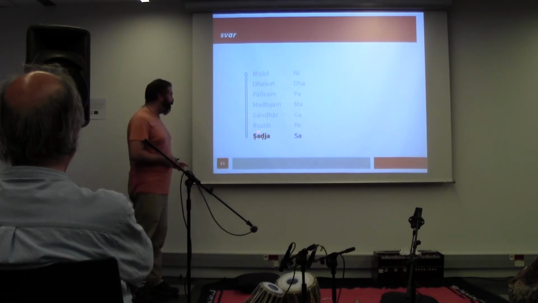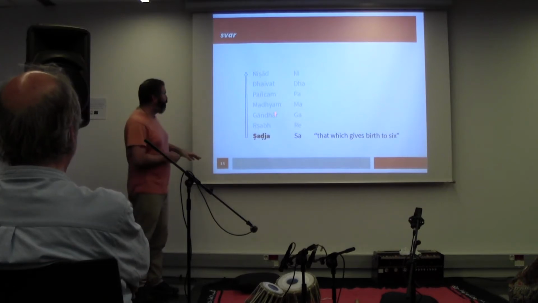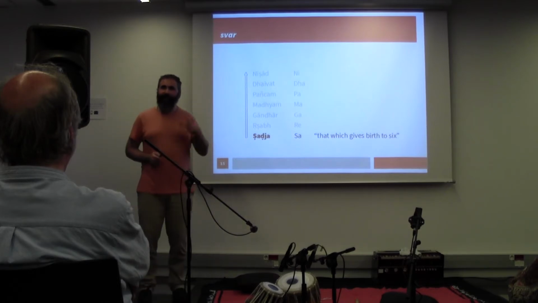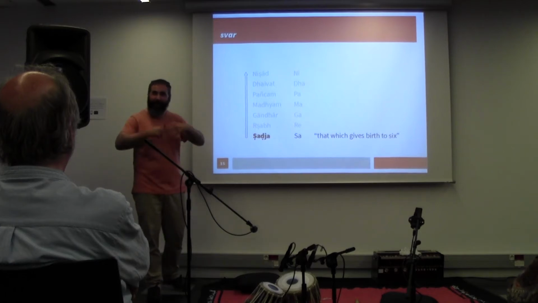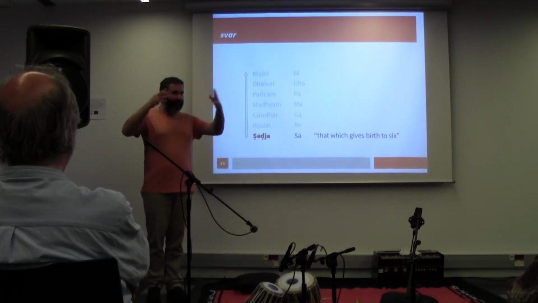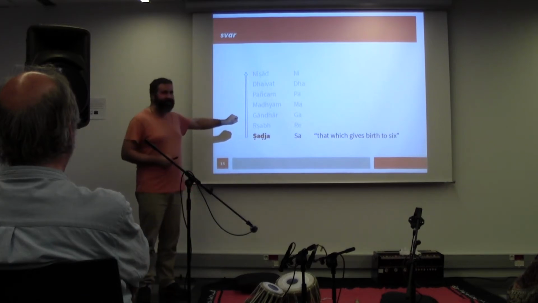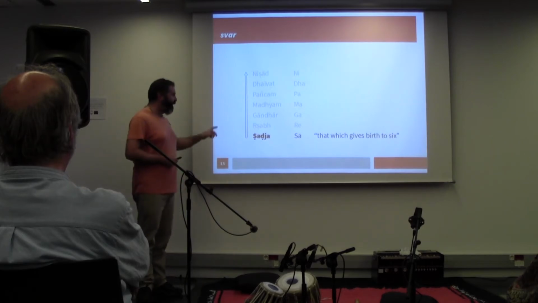In fact, if I'm not mistaken, Shadja means that which gives birth to the other 6 swars. And this is a very important concept, that all the swars, all the melody, everything that sonically happens during a performance of Indian classical music, all comes from this sound, from the sound of the Shadja, of this swar.